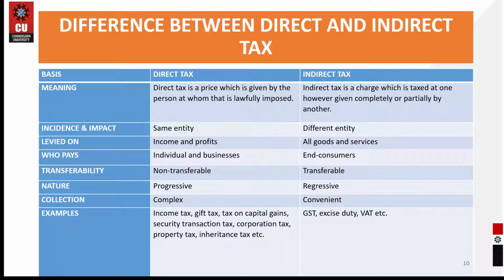Moving on and talking about the nature of direct tax. Direct tax is progressive in nature. It means with the increase in level of income, more direct tax needs to be paid, and with a decrease in level of income, a lesser amount of direct tax needs to be paid. So direct tax is directly proportional to the income level of the person. That's why we say that direct tax is progressive in nature.